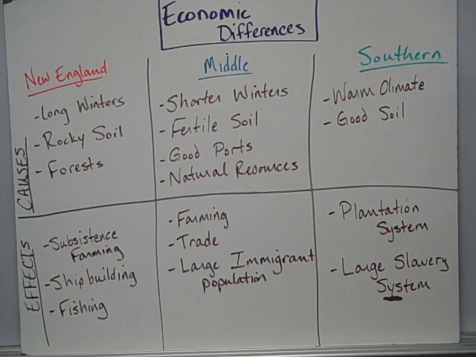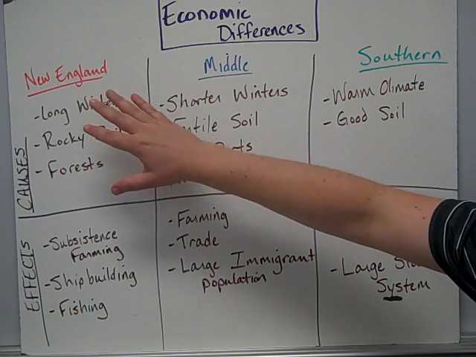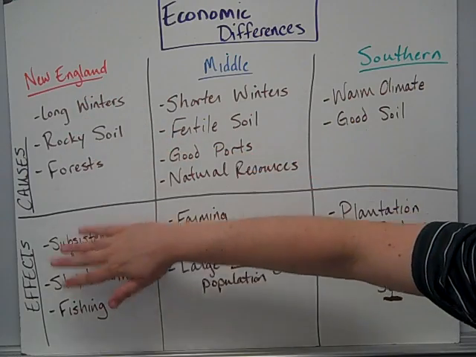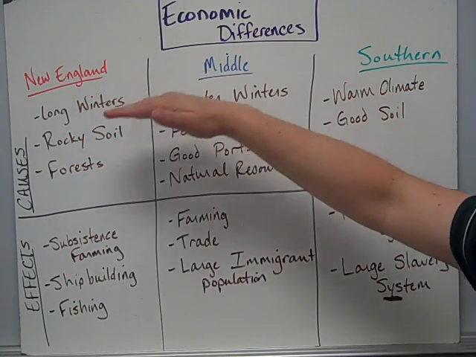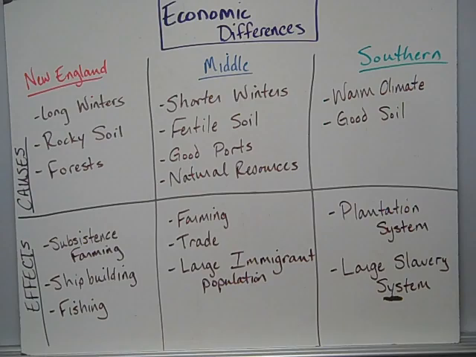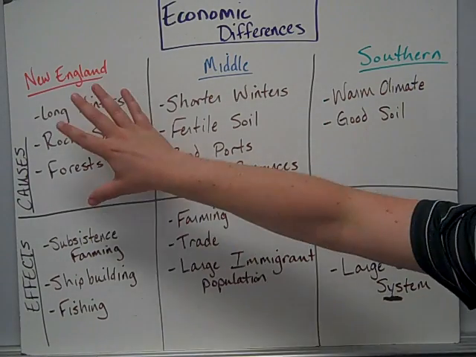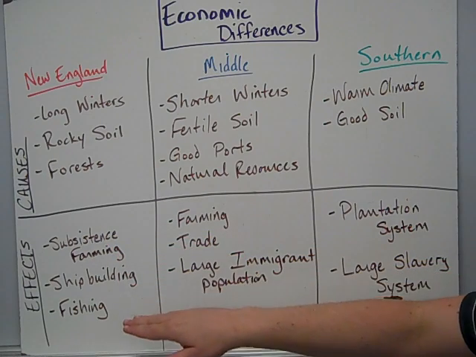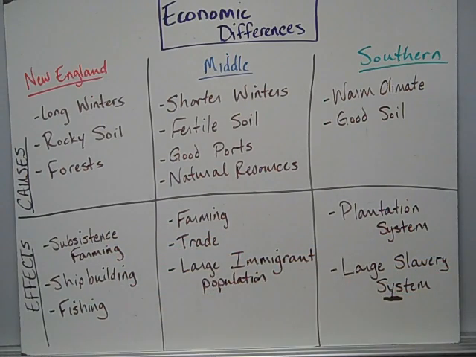Now let's just look at some economic differences. Let's kind of focus in on that. In New England, we have some causes and effects. I should have told you that. The economic differences, causes and effects. In New England, we have long winters, rocky soil, and forests. And so because of that, we have subsistence farming, shipbuilding, and fishing.